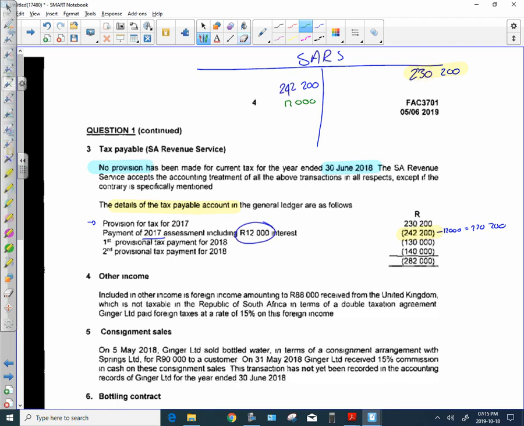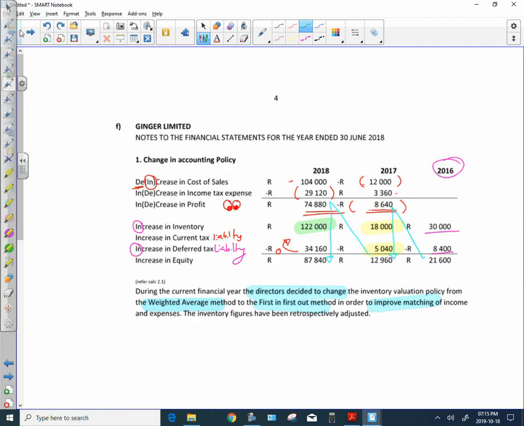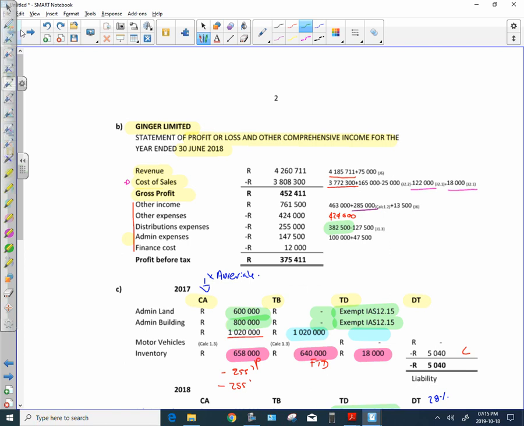Right. So this 12,000 needs to be taken out of that SARS account and put into finance costs. So what I'm going to have to do is I'm going to have a credit to the SARS account and a debit to my finance charges. Right, so if you go to your profit before tax calculation, you'll see that finance charges over there, we've deducted 12,000. Right, then that 12,000, is SARS going to allow that as a deduction when it comes to tax payable? No, but we've deducted it from our profit, so that's going to be a permanent difference.